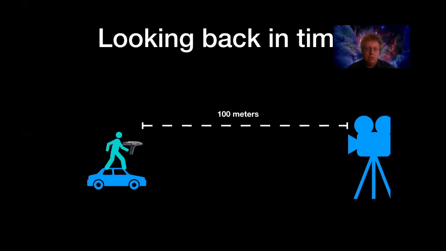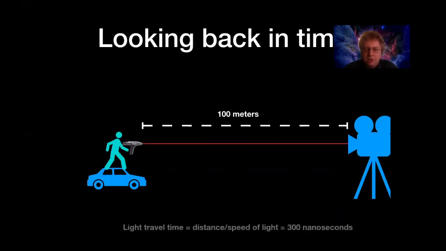So imagine that you have a guy who's firing a laser gun on a car towards a camera, and you measure the light from his laser. What you'll find is that this laser takes some time to travel that distance. If the camera and the laser start off 100 meters apart, then it takes about 300 nanoseconds, 300 billionths of a second, for the light to go from the laser to the camera.